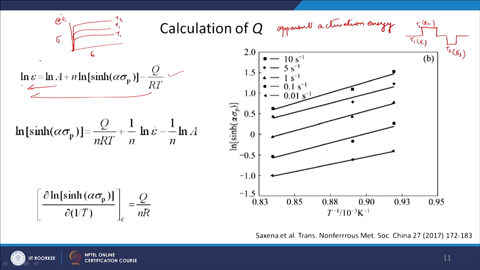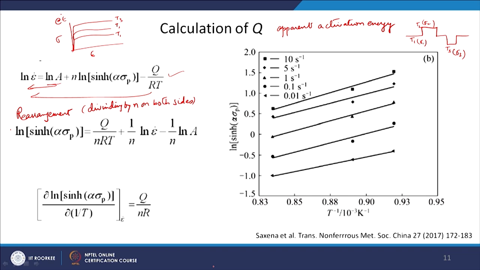So this will become positive when I take it here. And ln epsilon dot is already positive, and this ln A will become negative. And also I am dividing by n. So now you do not see any n here, but you have divided by n. So Q by nRT plus 1 by n ln epsilon dot minus 1 by n ln A. So a slight rearrangement of the earlier equation, dividing by n on both sides. So you will get this equation, nothing difficult here.